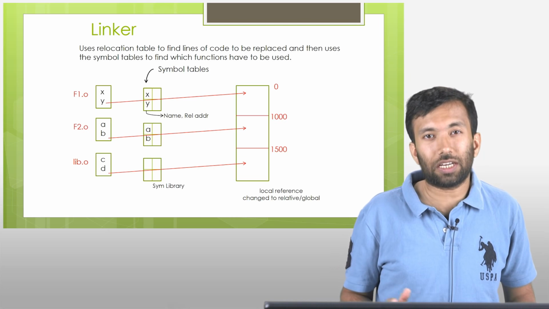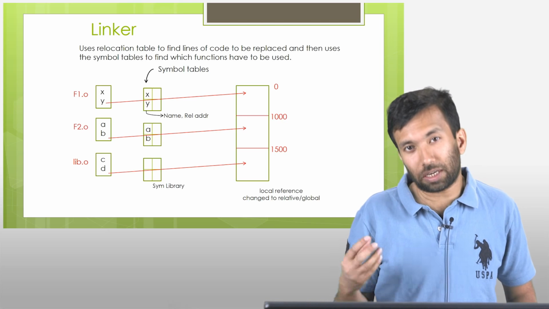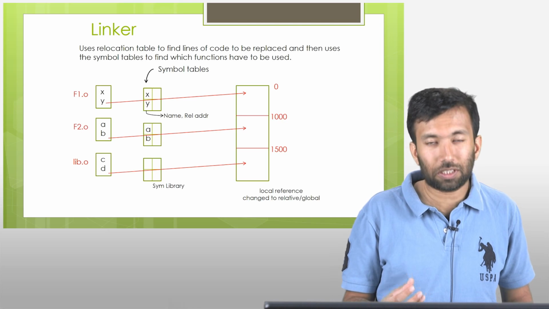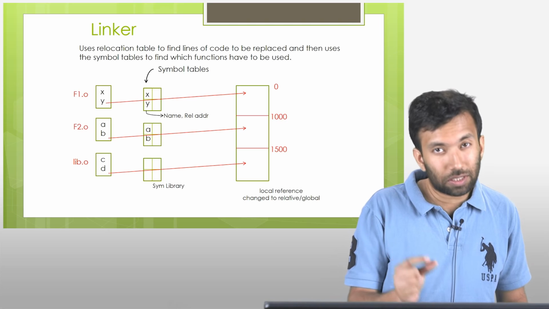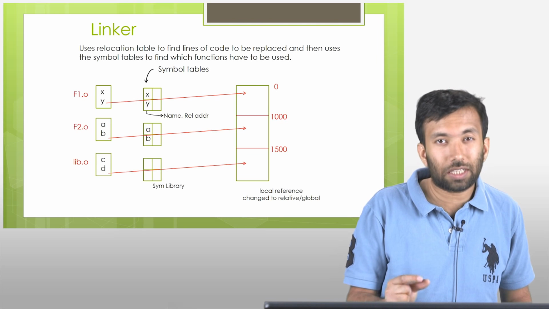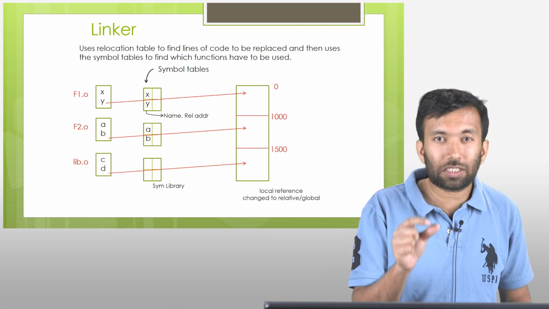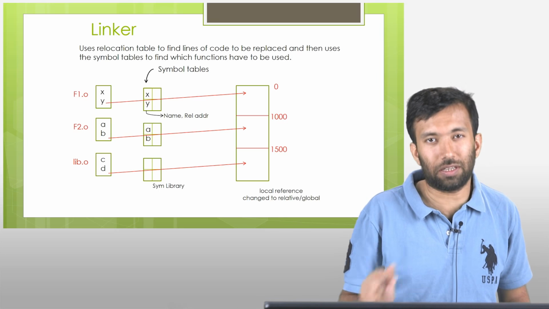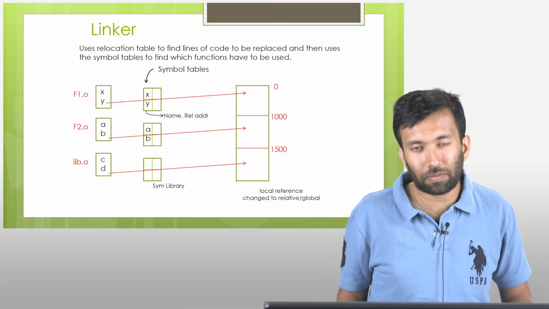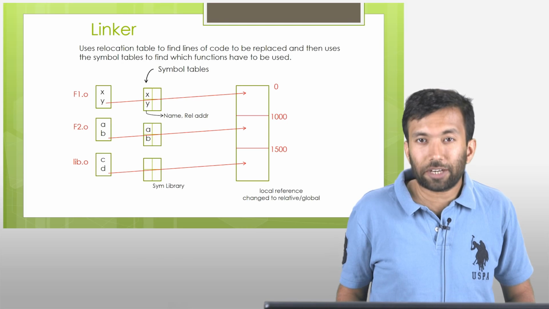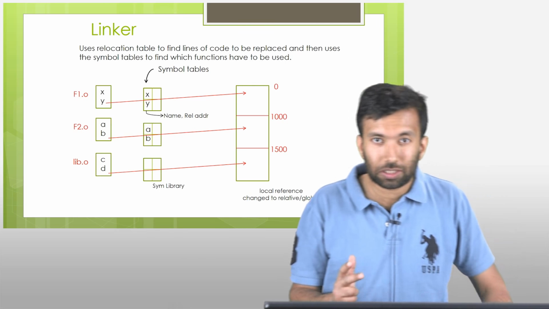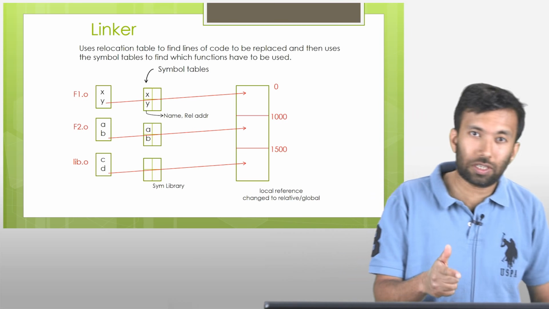Now after it does that, it goes back to that part of the code where it just copied, takes the relative address and then replaces the symbolic reference tag by that relative address. So again, reiterating, a linker does two things. First of all, it goes to the relative addresses.